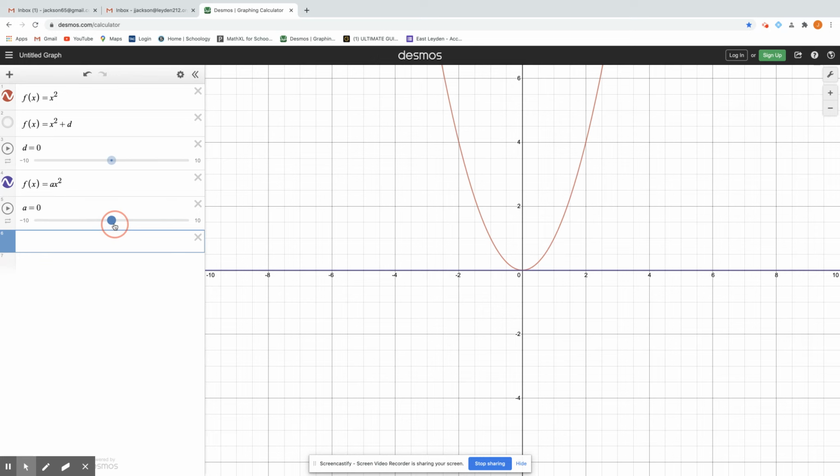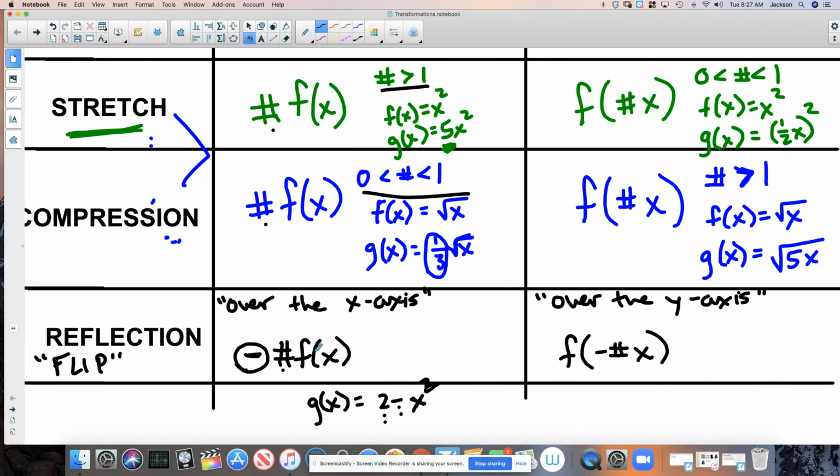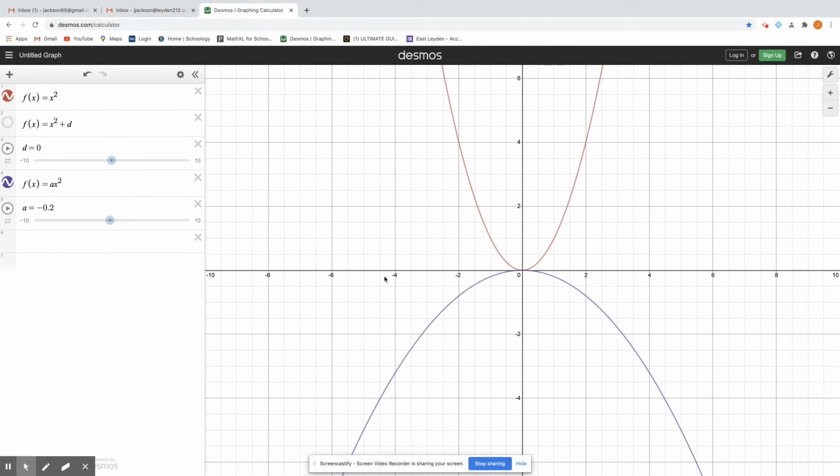All right, what happens when we go negative? Right? Bloop. We get that flip. So if you remember from before, anytime the number that's in front of the function is negative, we flip over the x-axis. When the number is between 0 and 1, we get that compression. When the number is greater than 1, we get that stretch. So that's what we're seeing here.